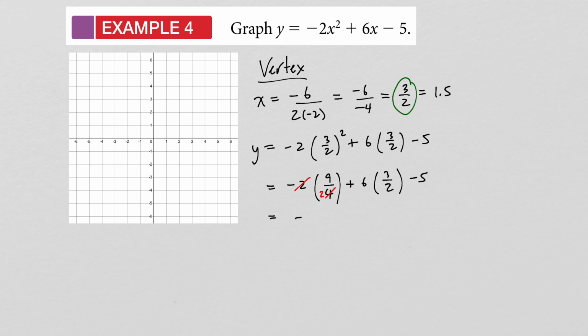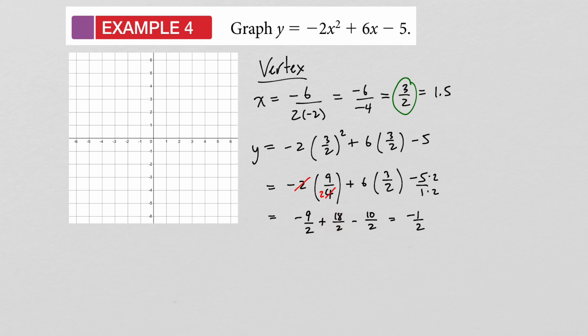So this is equal to -9/2 plus, now right here you could cancel, but let's go ahead and keep the 2 there because that way we'll have a common denominator. So 6 times 3 is 18 over 2. Minus 5, and 5 can be rewritten as 10 divided by 2, right? So getting our common denominator there, we have -1/2. Right? We have -19 over 2 plus 18 over 2 is -1 over 2.